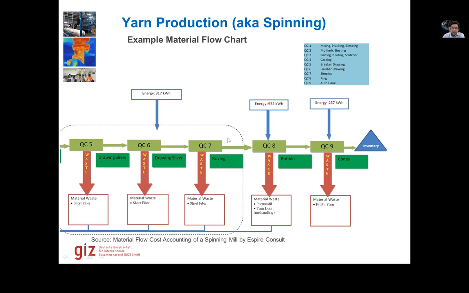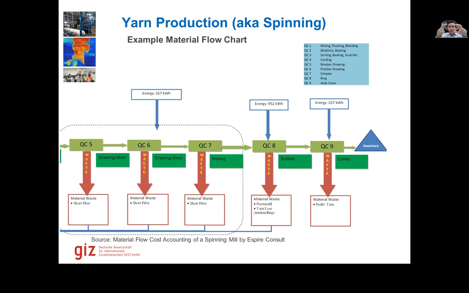For example, if you see QC1 on top, it's written very small, but maybe you can read it, QC1 has 3 processes in it: mixing, plucking, and blending. The problem here was that the factory was not measuring the material output from mixing. What they were measuring was the material output after blending. So we did not have material quantity at mixing and at plucking. All we had was the input for mixing and the output for blending. So we combined them together into one quantity center.